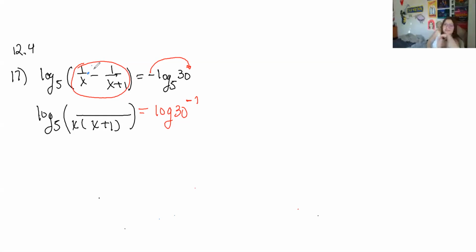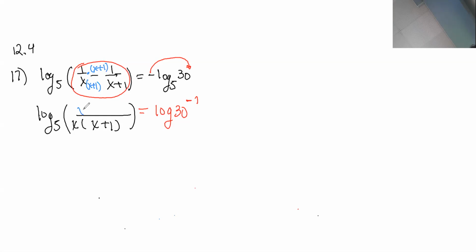X plus 1, top and bottom. And what do 1 times X plus 1 is X plus 1. What do I multiply the second fraction by? X. And 1 times X is X, so minus X.